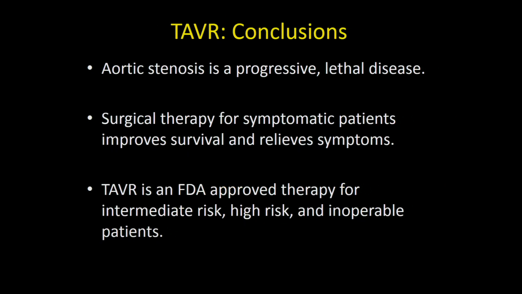So I hope that with this little brief intro here, you are now more aware that aortic stenosis is a progressive and lethal disease if it goes untreated. But happily, after valve replacement, survival is improved and symptoms are also improved. And transcatheter valve replacement since 2011 has been an approved therapy for treatment of patients with severe symptomatic aortic stenosis who are either intermediate risk, high risk, or inoperable. And with that, I would love to answer any questions that you have.